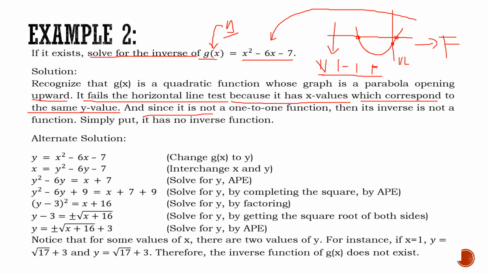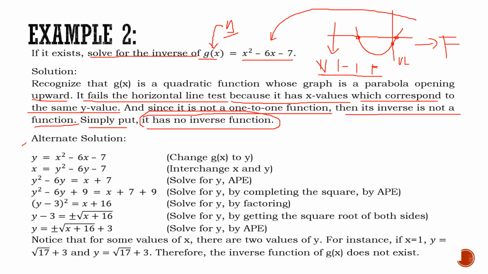And since it is not a one-to-one function, then its inverse is not a function. It's automatic. Once the function is not one-to-one, then when you're asked to find the inverse of this one, this inverse is not a function. Simply put, it has no inverse function, because only a one-to-one function has an inverse function.